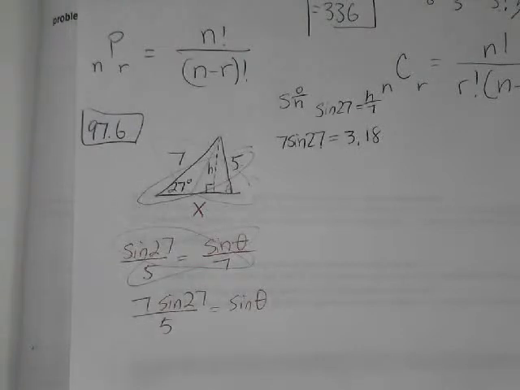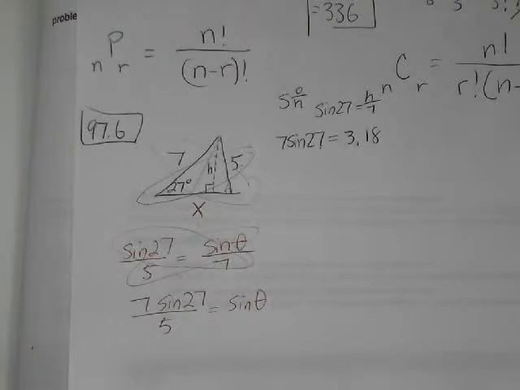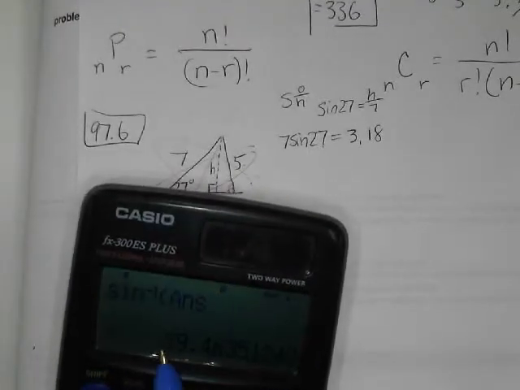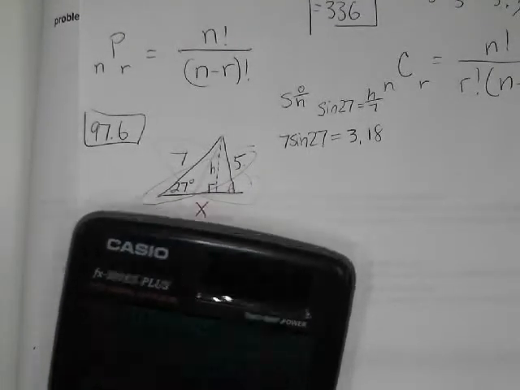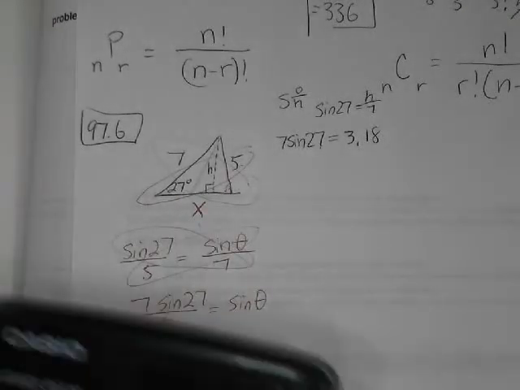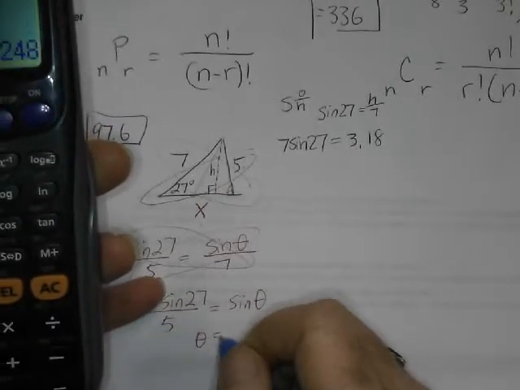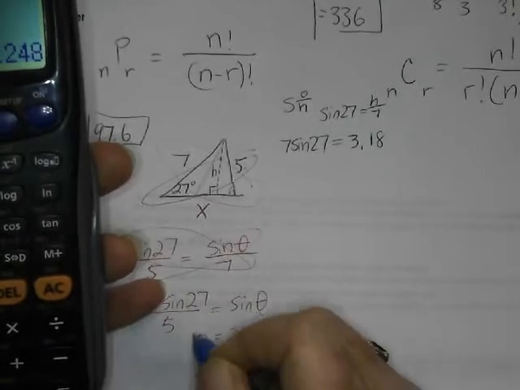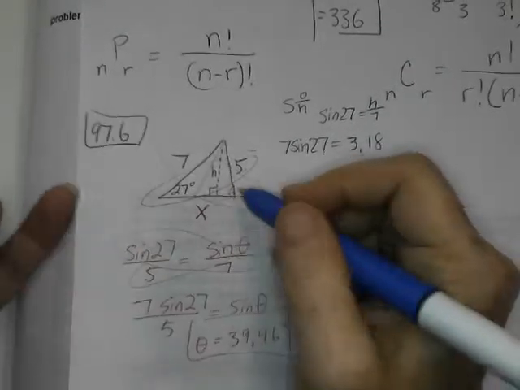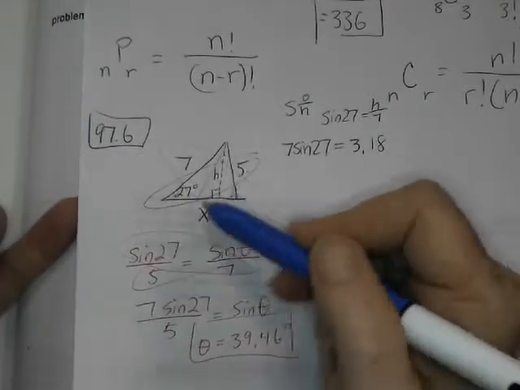7 sine 27 divided by 5. I'm just typing this in on my calculator. And then I want to inverse sine the answer. Alright, so I got this acute angle. It's 39.46. Now I can check all my work because it's on the opposite page, right in my book. Okay, so I'm saying that theta is 39.46. So if that's 39.46, then I can find x on my acute triangle here.